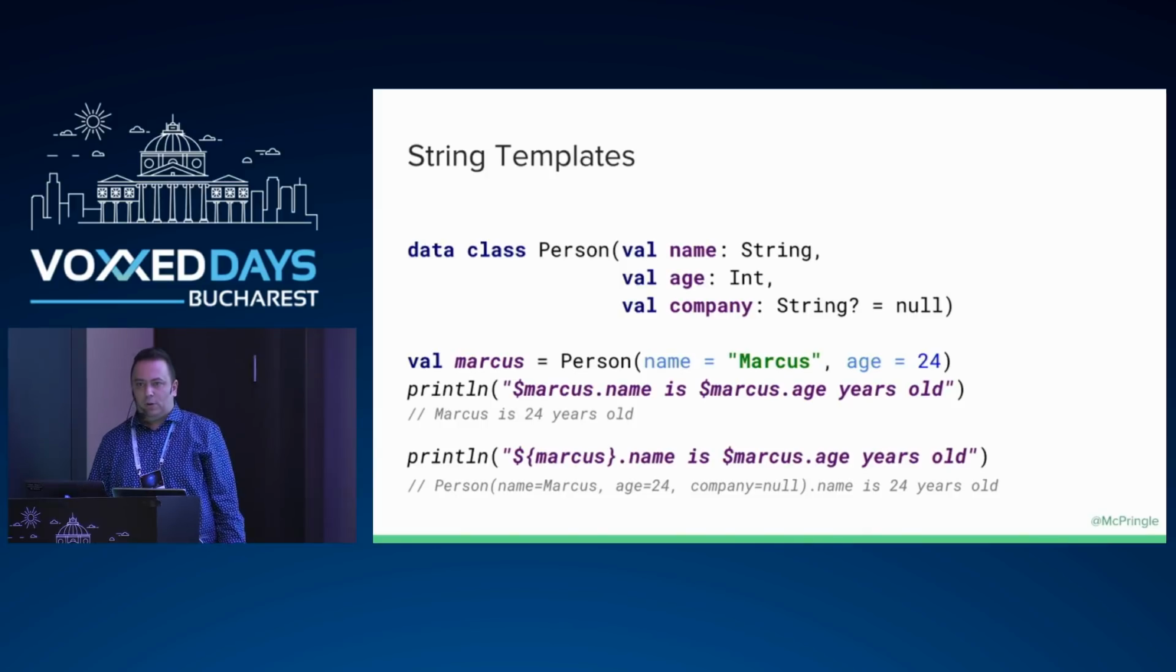You have seen string templates in my first example. With string templates, it's important to know that you can access properties. So for example, to output the name, I can use $marcus.name and $marcus.age, and it will produce something like this. Here it's easy for the compiler to know where the variable and the property ends, because here is a space.